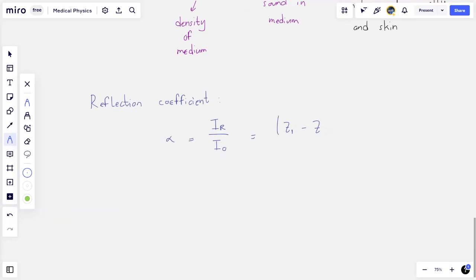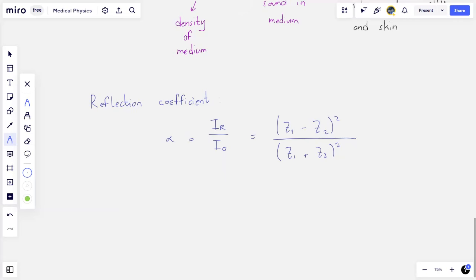And so basically what we're saying here is that the reflection coefficient, or rather the reflected intensity over the incident intensity, is Z1 minus Z2 all squared divided by Z1 plus Z2 all squared. You need not know how to derive this equation.